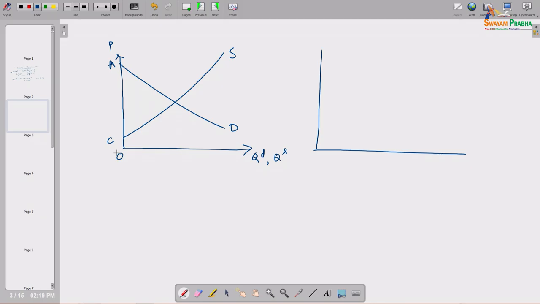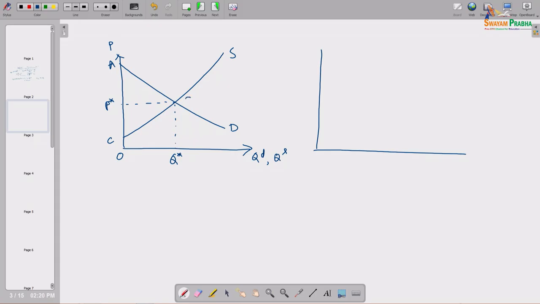So obviously you know that if this market is allowed to operate freely, this will be the equilibrium price, say OP star, and OQ star will be the equilibrium quantity. Interpretation: OQ star amount of that commodity will be transacted in the market, and each unit of that commodity will be transacted at the price OP star level.